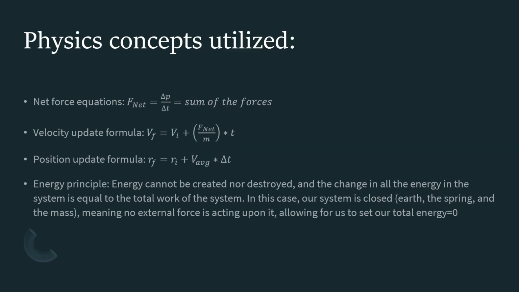Some physics concepts utilized here are the net force equation, F net equals delta p over delta t, the velocity update formula, Vf equals Vi plus F net over m times delta t, and the position update formula, Rf equals Ri plus V average times delta t, with those latter two being used to calculate our change of position and velocity of our spring as it falls.